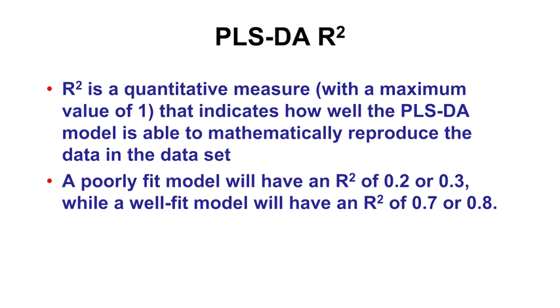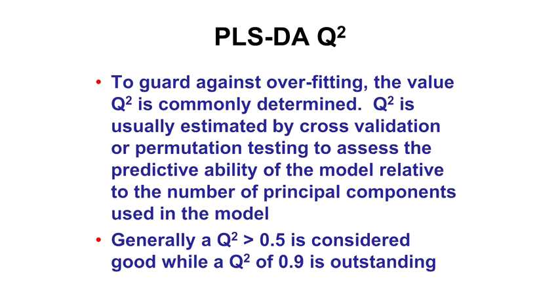So generally, R squared, in a little more detail, indicates how well the PLSDA model is able to mathematically reproduce the data in the data set. As a rule, if you have R squareds of 0.2 or 0.3, that's bad. If you have R squareds of 0.7 and 0.8, that's good. So think of it as a coefficient of determination, or the square of your correlation coefficient.